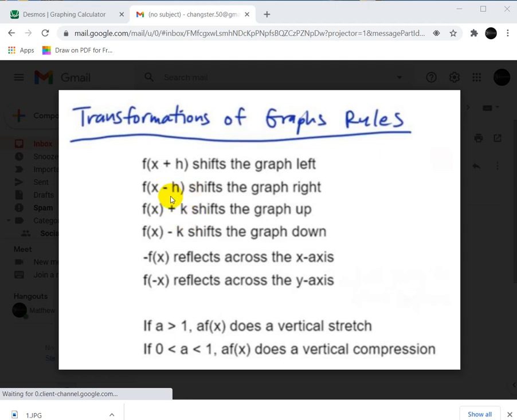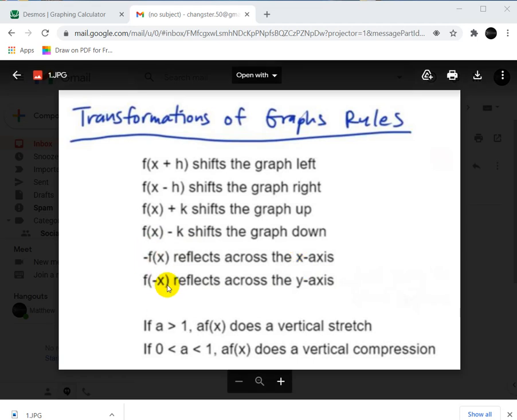If you put a number on the outside here, this will shift the graph up. If we subtract, we're going to shift the graph down. Recall that if we put a negative sign in front, this will reflect across the x-axis. Put a negative sign in front of x instead, that would reflect across the y-axis. If this coefficient is greater than 1, then that's going to do a vertical stretch. And if the number is between 0 and 1, that's going to represent a vertical compression.